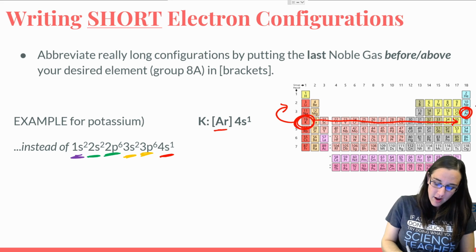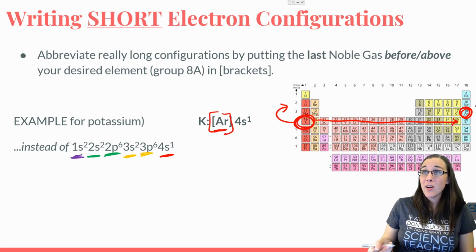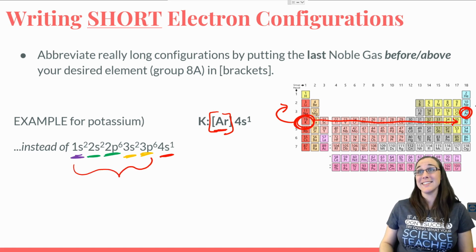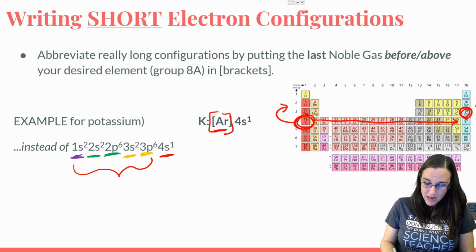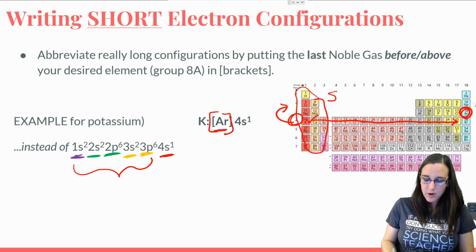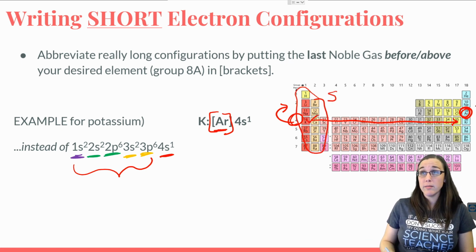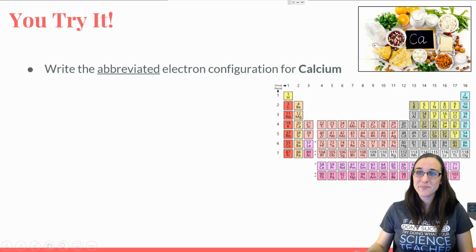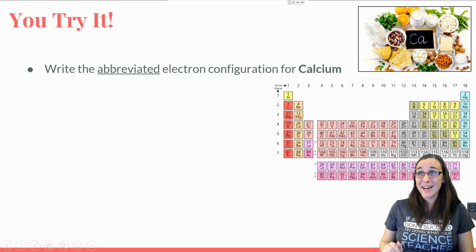That's where this argon came from in brackets. So Ar in brackets basically represents all of that, as opposed to having to write it out. And then you just say, oh, now I'm in level 4, and this is the S block, and I went over 1, 4s1. So a lot faster to do the short abbreviated way. Let's try it for calcium.